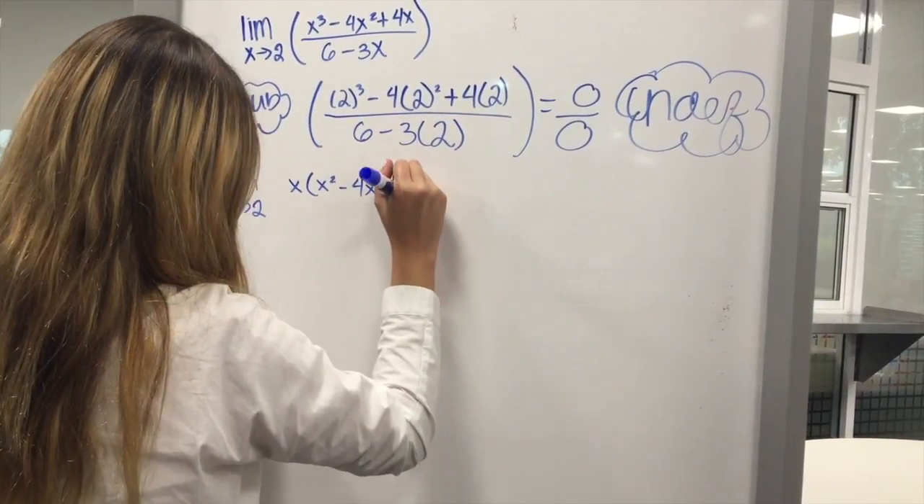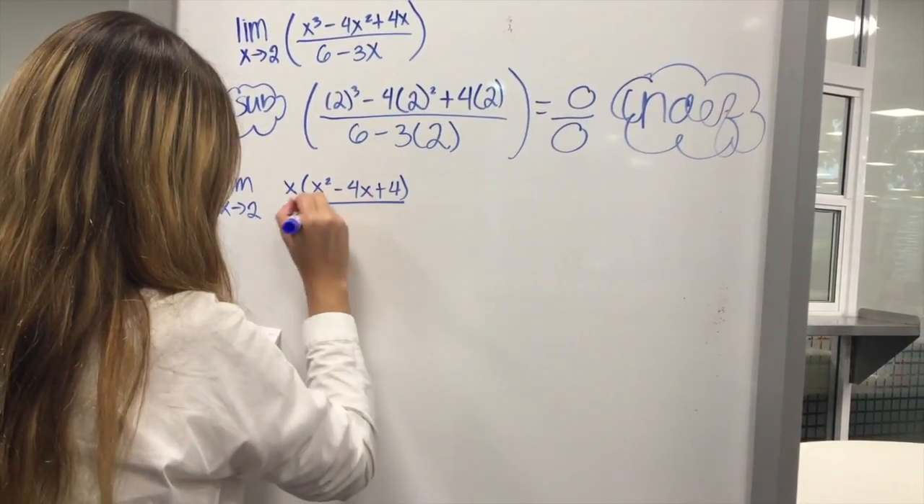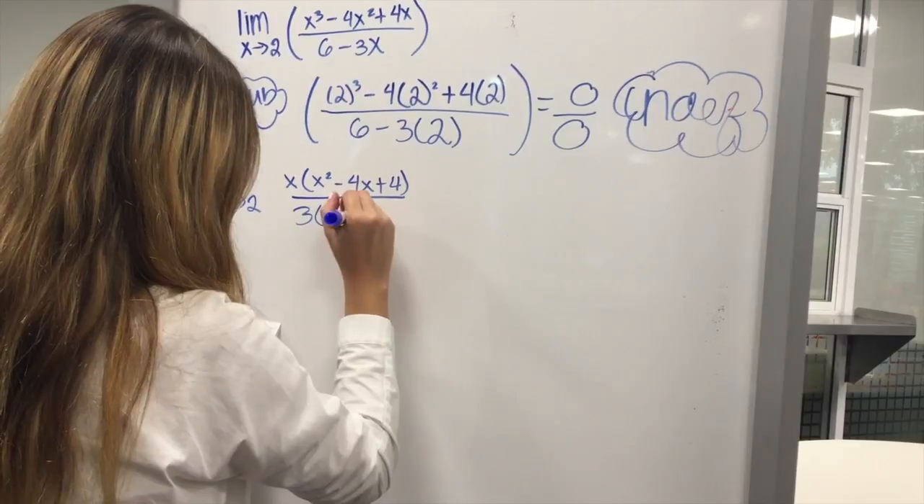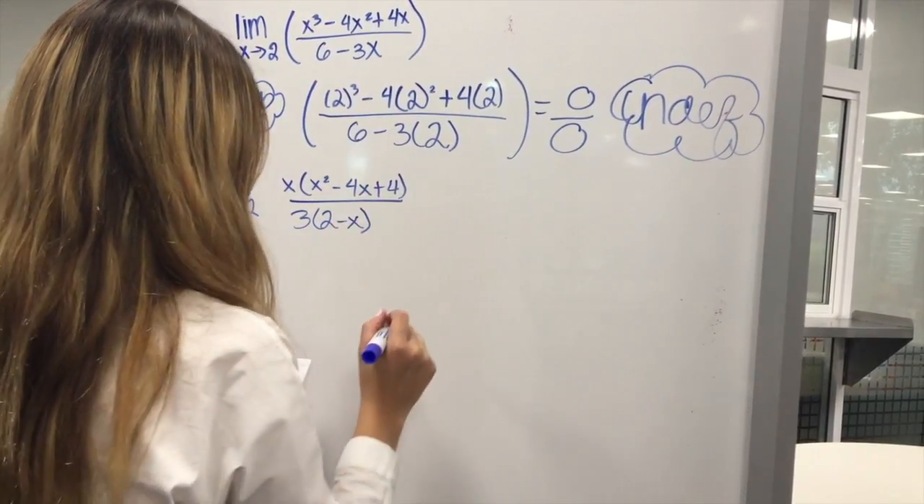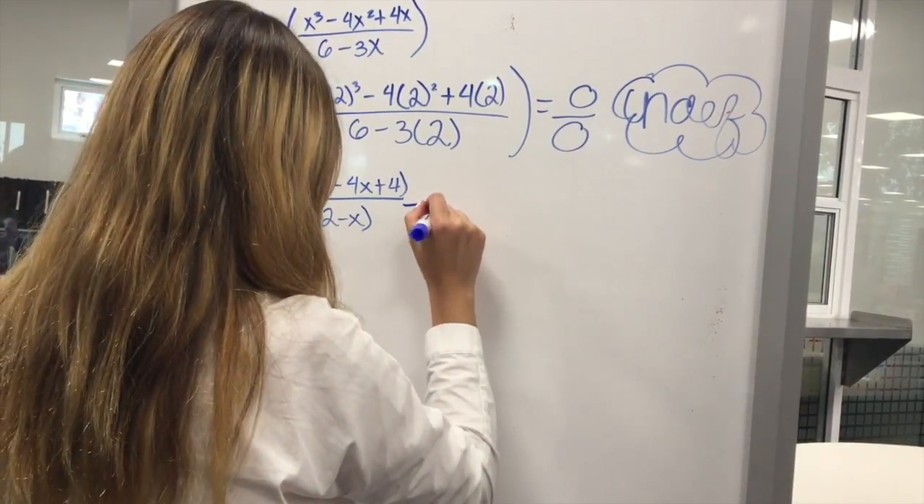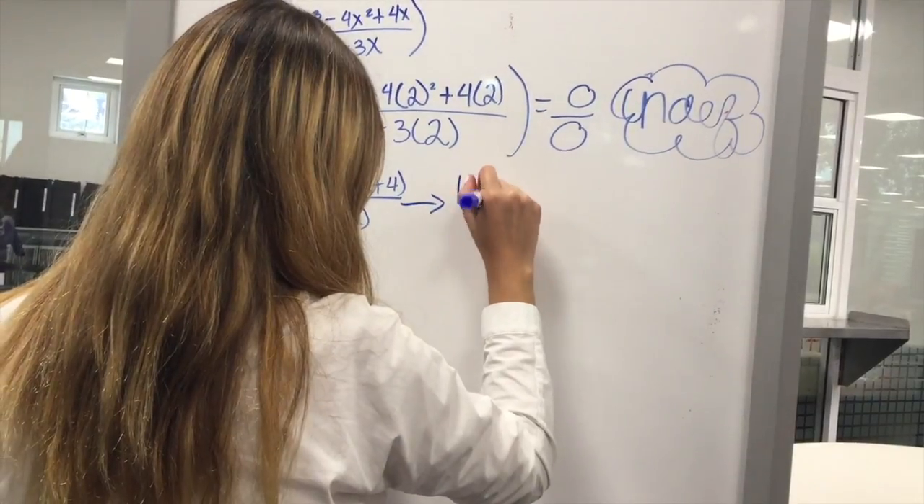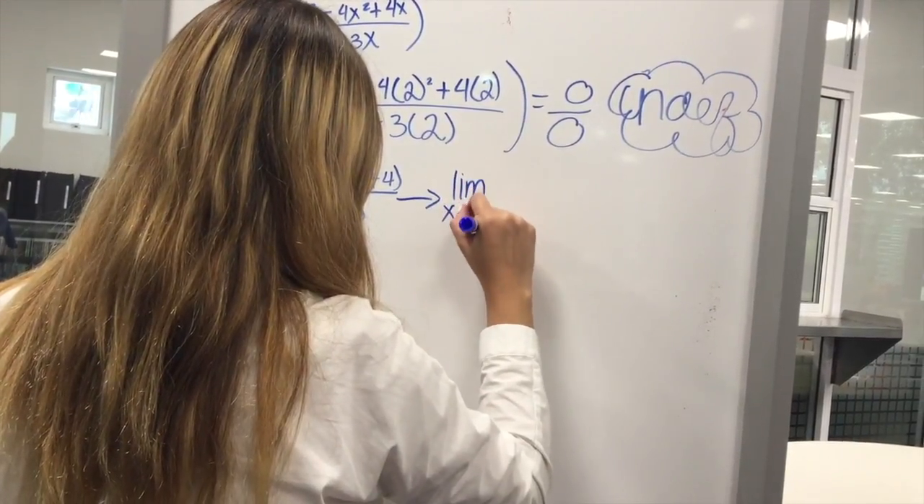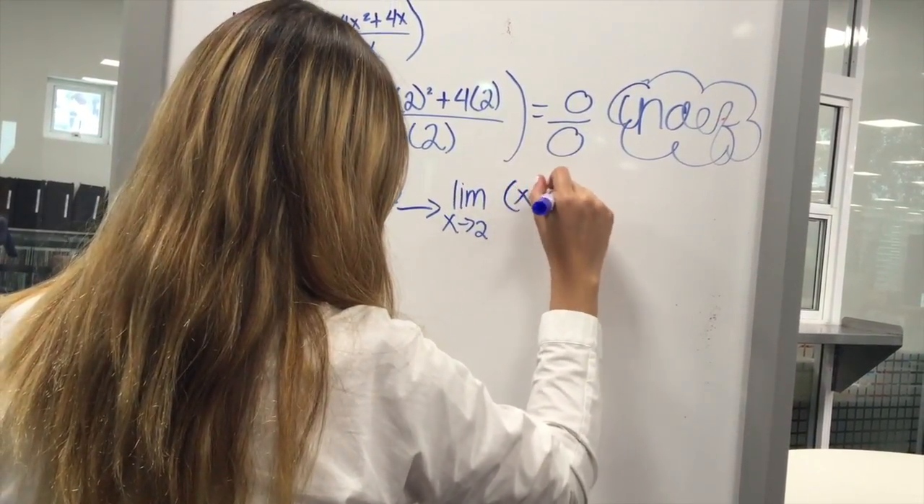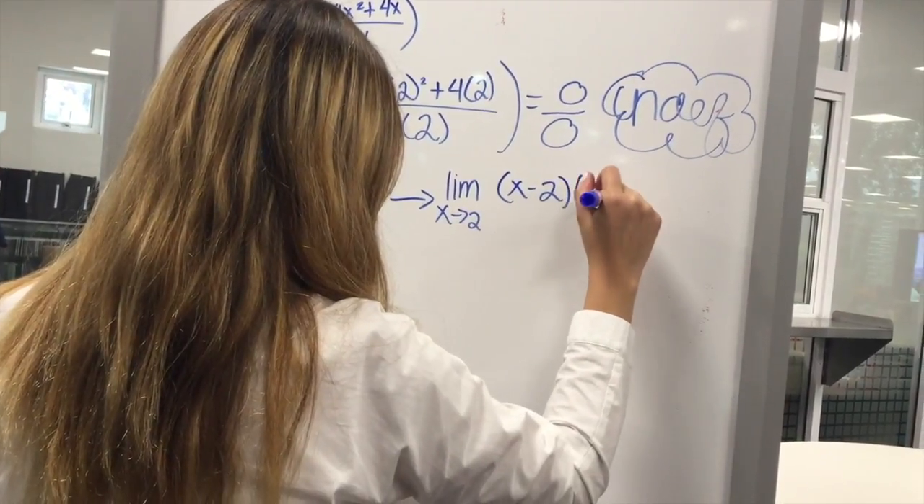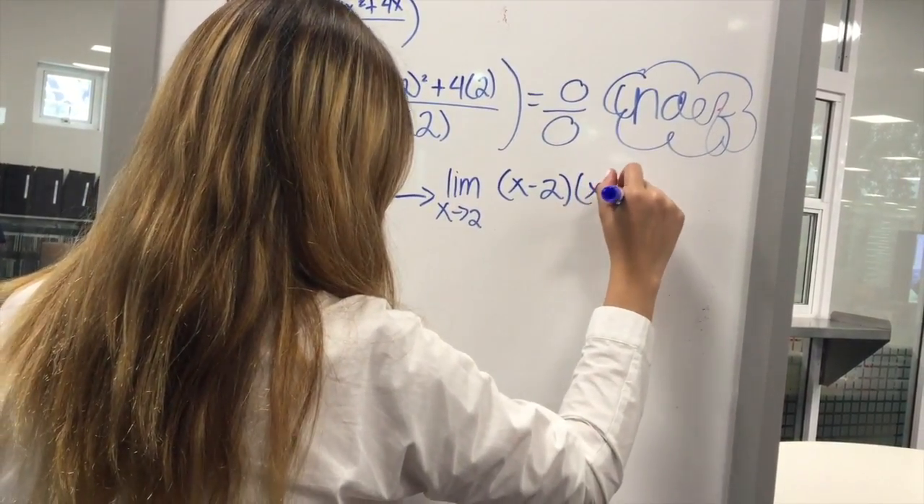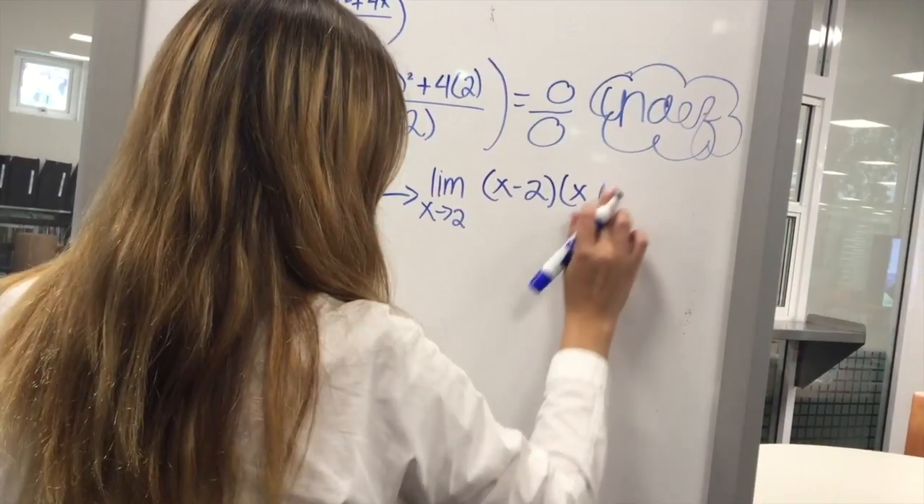First, by taking out the x as a common term, we're left with x squared minus 4x plus 4, and we do the same with our denominator. We take out the 3, so we get 3 minus x. Don't forget to rewrite your limit and your x as it approaches the number that is indicated.